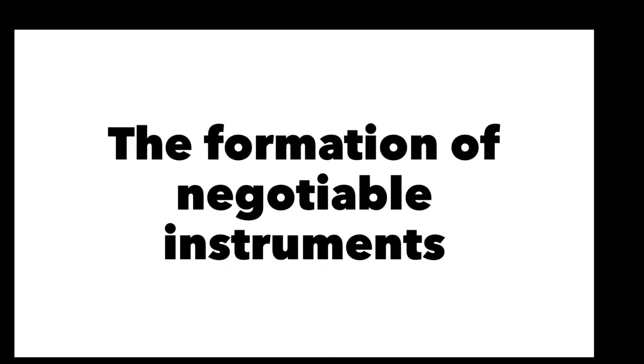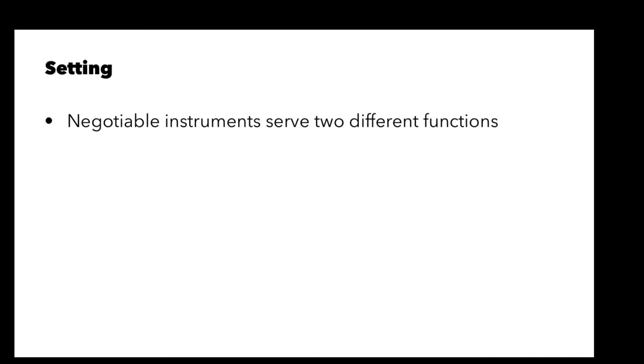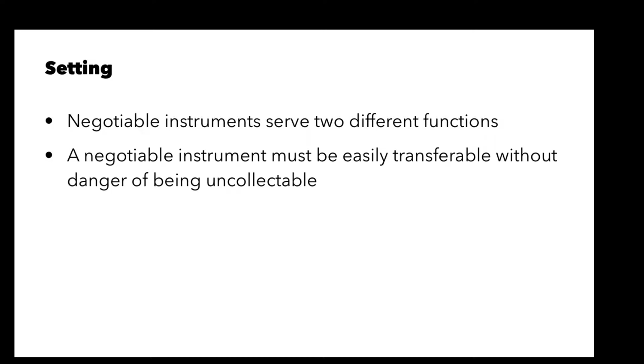So last time we looked at negotiable instruments, these unique documents that are essential to modern day commercial finance. And we're going to go into a bit more detail now about how these negotiable instruments are created, the formation of negotiable instruments. Now we know that negotiable instruments serve these two different functions. They can be a substitute for cash, or they can be a way that a maker can obtain credit.